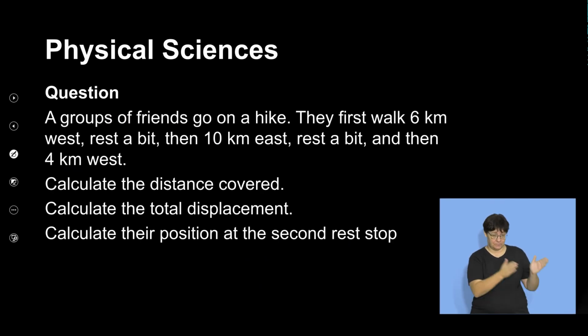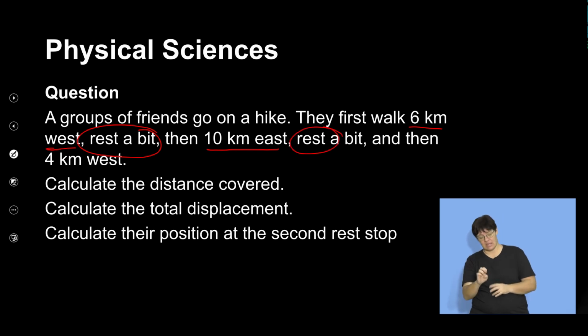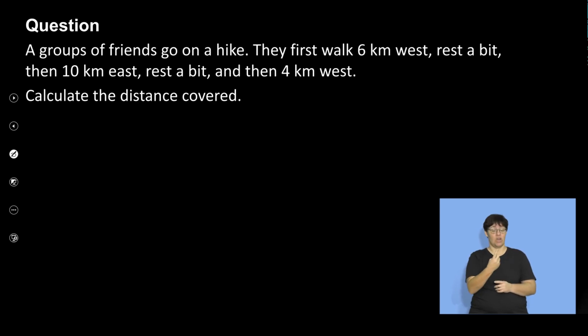So a group of friends go on a hike. They first walk 60 kilometers west. They rest a little bit. Then they go 10 kilometers east. They rest again, and then they go 4 kilometers west. Sure, it's not something I'd want to do. I'm going to be honest. So, first question, calculate the distance covered.